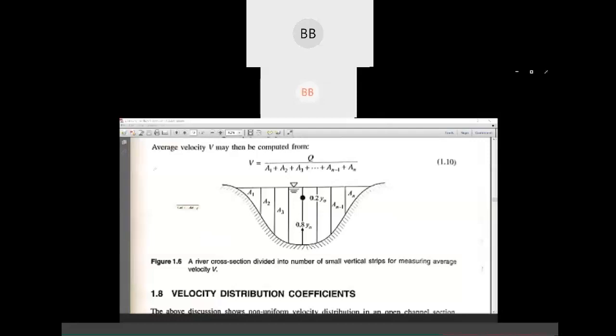Okay. If you have a river, this is your top view. When you see the river in this way, you always imagine it is in a top view. So if you take a cross section and draw it, it will look like this.